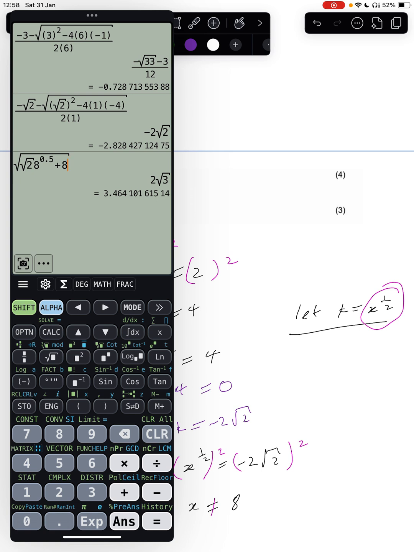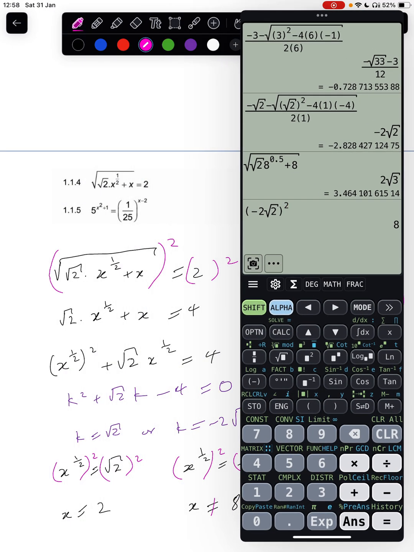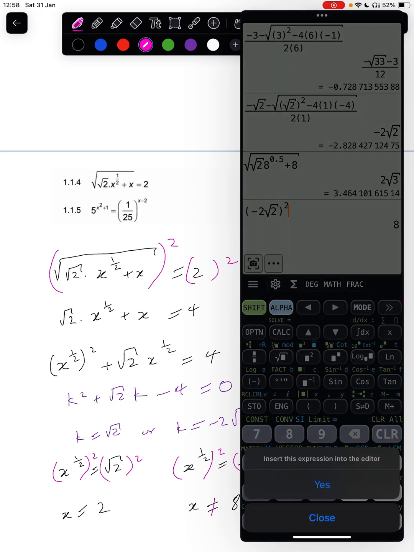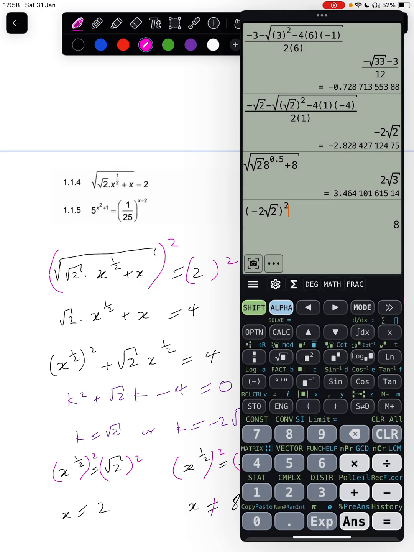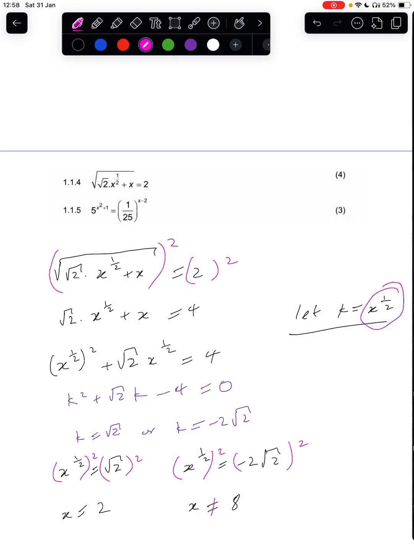Minus 2 root 2. Let me do this just to be sure. We got an 8. And then when we test it out here, it didn't work. Only the 2 works. Let's see. Yes, only the 2 works. So this other one, we cross it out like that. Okay. So we are done with this one. Let's see the next one.